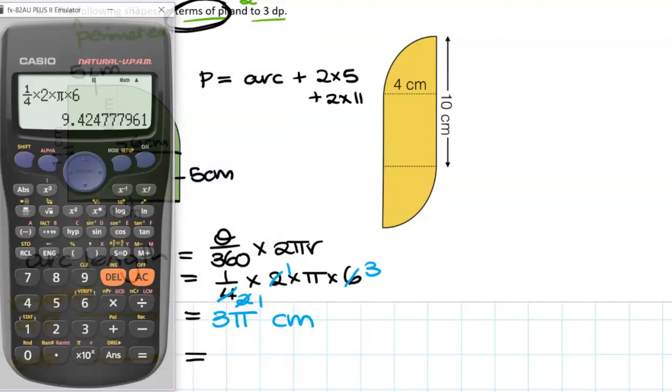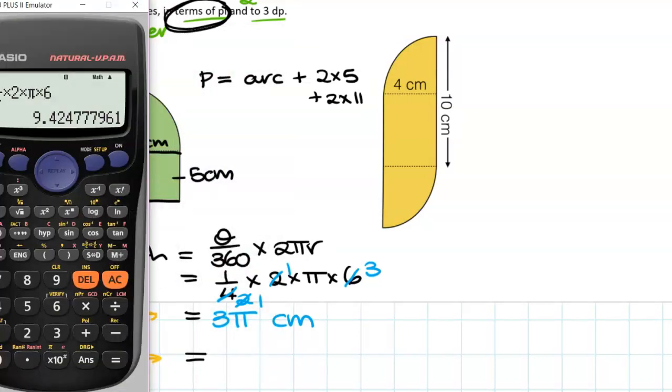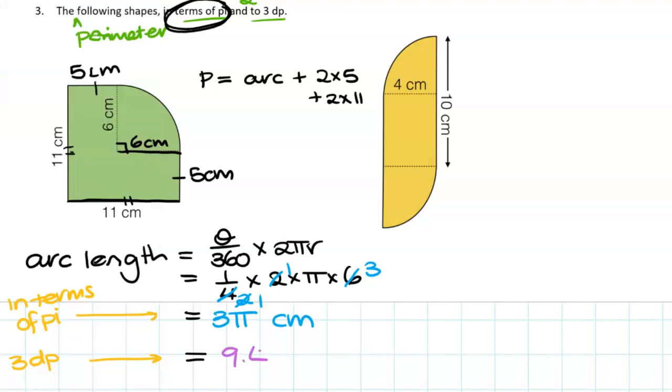And now, I noticed I typed that into my calculator before. Provided my answer is correct, 3 pi should also equal 9.4247. Let's see. So we're going to do 3 pi. Excellent. That means I got the right answer. So to 3 decimal places, that's going to be 9.425. And our units are centimeters.